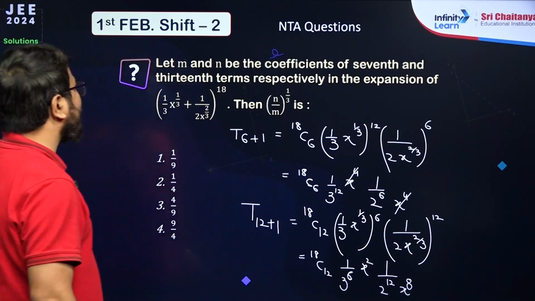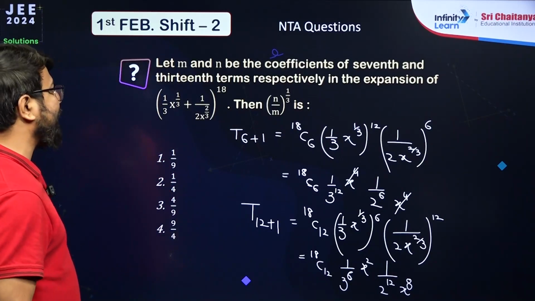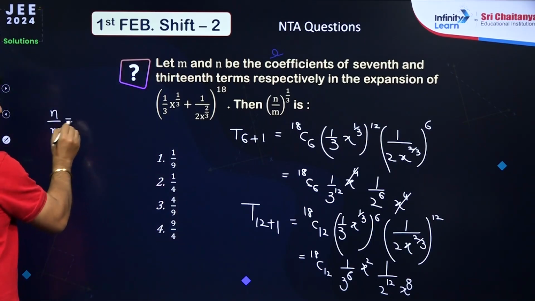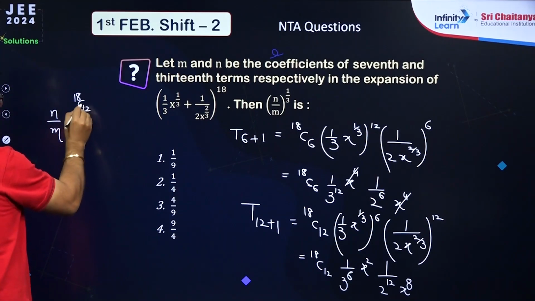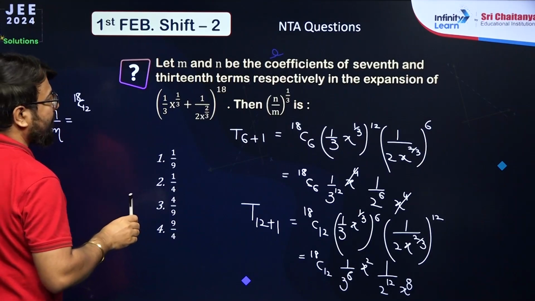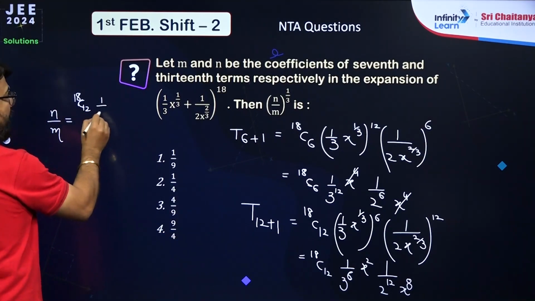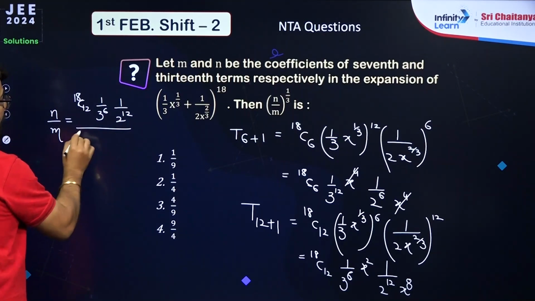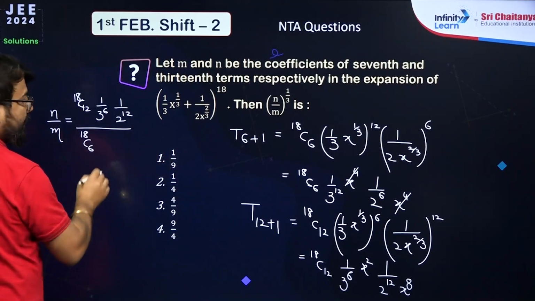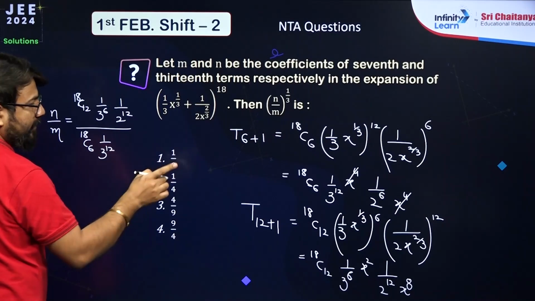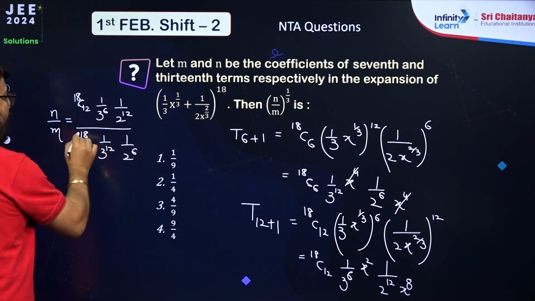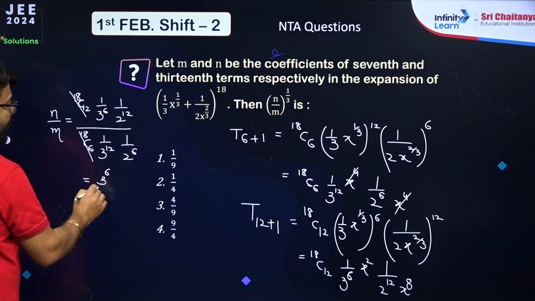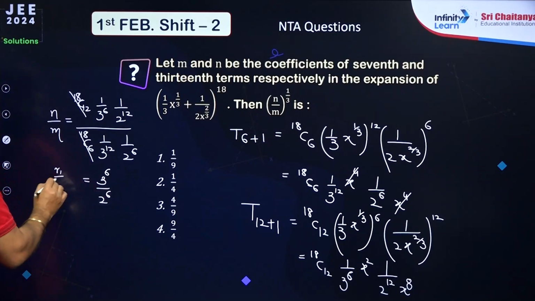So we just need to consider the coefficients and then we need to divide n over m. So if I write the value of n over m, n is 18C12, along with that 1/3 raised to the power 6, along with that 1/2 raised to the power 12. Then m is 18C6, with 1/3 raised to the power 12 and then 1/2 raised to the power 6. Guys, these two are same, so they will get cancelled. On the simplification, I'll have 3 raised to the power 6 and 2 raised to the power 6, and this is n upon m.